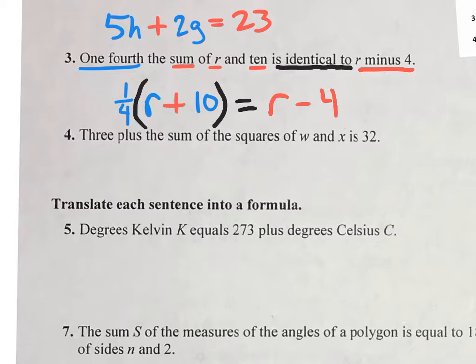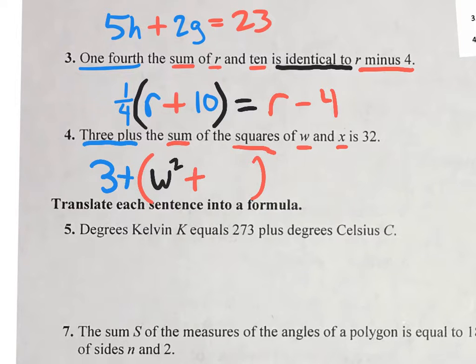And just like on the class opener, 3 plus the sum of the squares of w and x. The sum, we need to add the squares of w and x. So you're going to put w squared and x squared. And then it says is 32, equals 32. I hope I didn't go too fast there. But anyways, those are the first 4 questions.